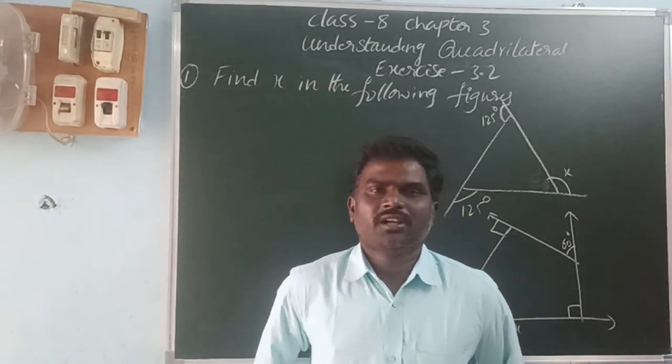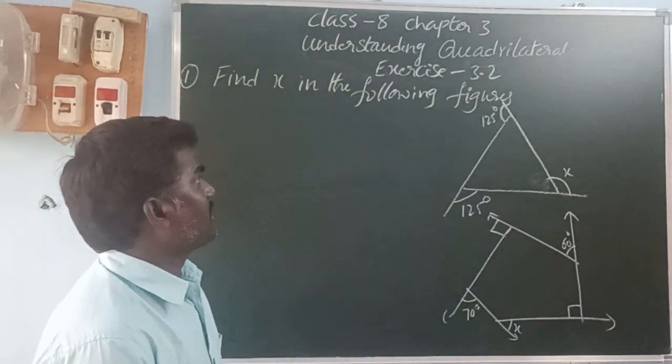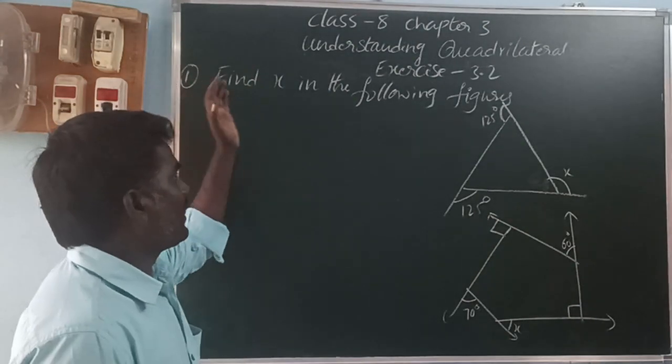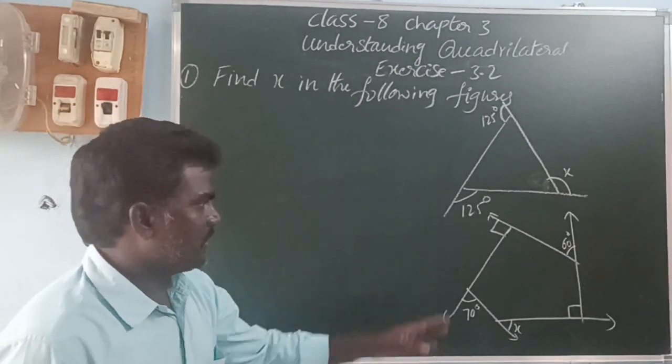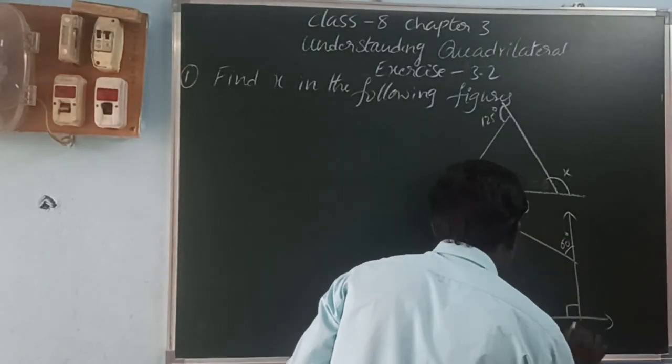This is Balakrishna. In this video, I am going to explain class 8, chapter 3, Understanding Quadrilaterals, exercise 3.2. First problem: find x in the following figures. In the first one, there are two questions, A and B.